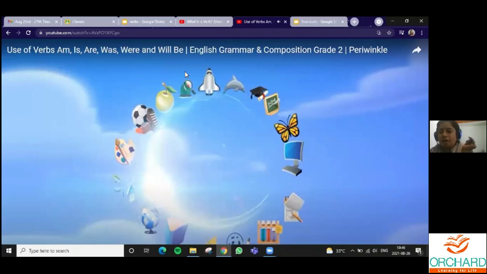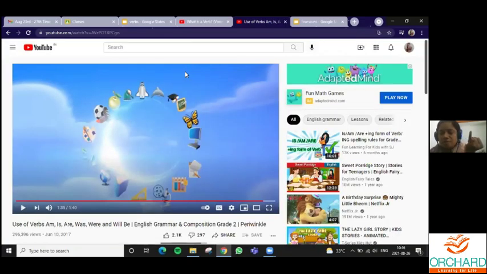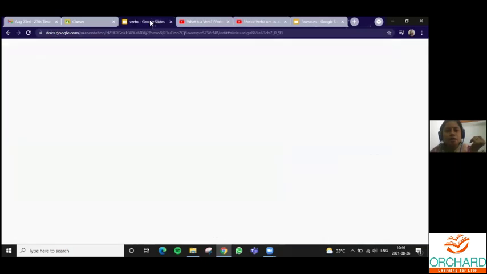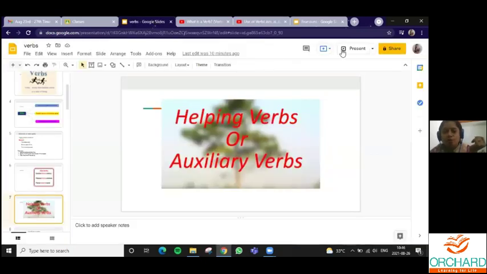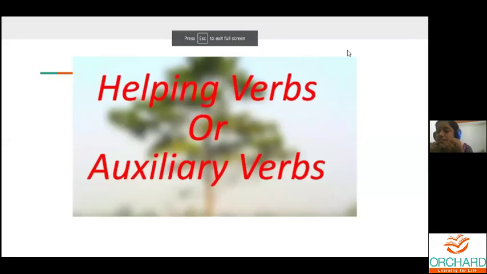So we were seeing about the auxiliary verbs, in present tense, past tense and future tense. Future tense is not given in your textbook, still I told. So these are called helping verbs. What did we see? Is, are, am, was, were, will be. These are all helping verbs or auxiliary verbs.